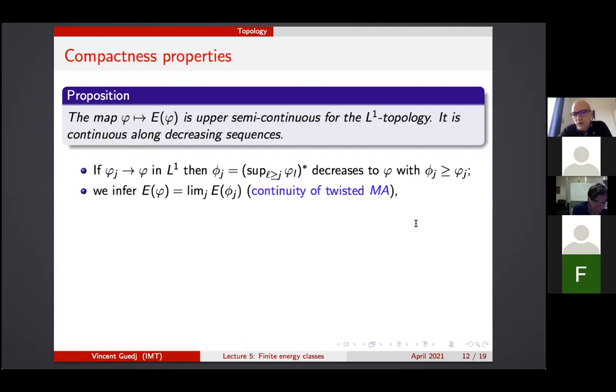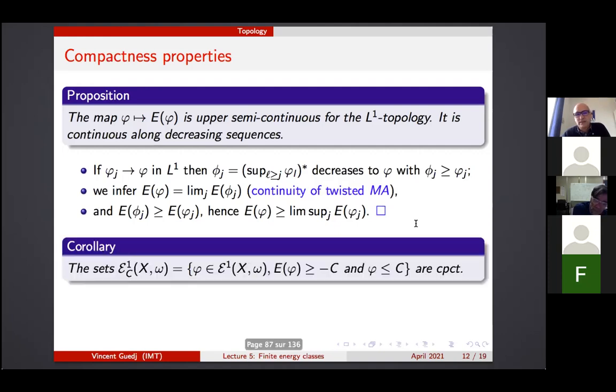Therefore, on one hand, I have E of phi, which is the limit of E of the capital phi j. This is the continuity property that I mentioned in the proposition. It's, if you like, a slight improvement of the continuity of the Monge-Ampère operator. It's a continuity of phi Monge-Ampère of phi along decreasing sequences. And on the other hand, E of capital phi j is greater or equal than E of small phi j. Hence, by putting this together, E of phi is greater or equal than lim sup of E of phi j. And this is precisely this upper semi-continuous property.